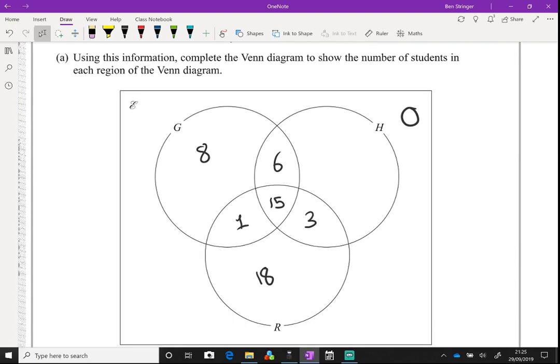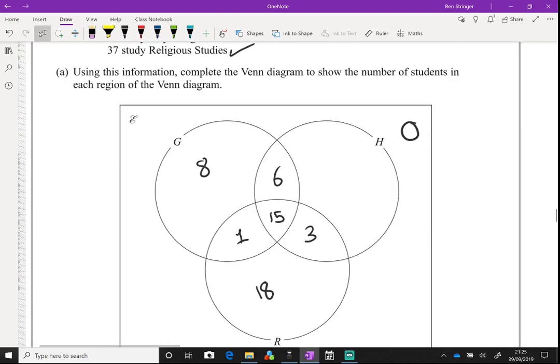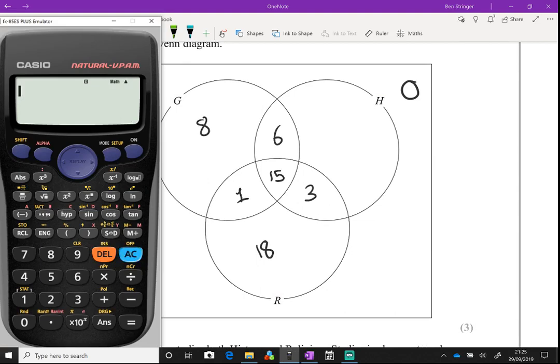So we know there's 65 in total. Let's just have a little look. What's just in the history section? 65, take off, I'm going to work from the bottom to the top. 18, take off 3, take off 15, take off 1. Let's check I'm not messing this up. 65 take 18, take 3. Yep.